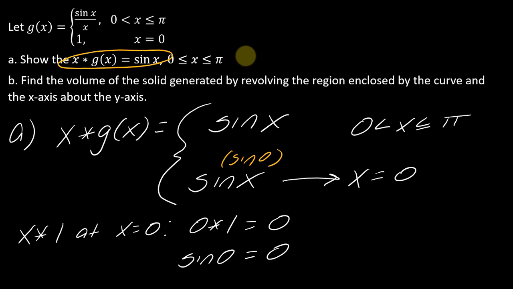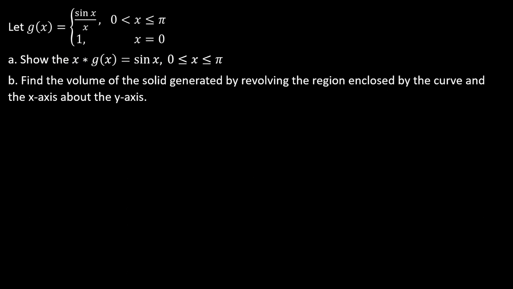And I don't know why we need that, but it must come in handy in a minute. So let's move on to part B. I'll clear some space. Okay, so next we want to find the volume of the solid that's being generated from this curve to the x-axis. So we need to sketch that, right? So let me change my color. Okay, so at 0, I have the point 1, and then at pi, I have the point 0.